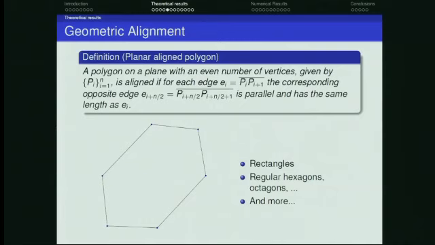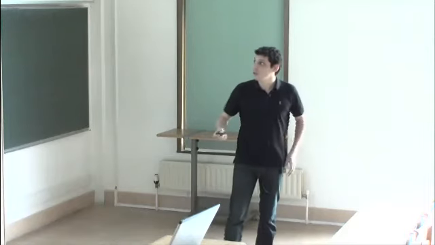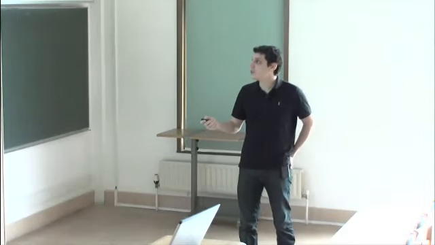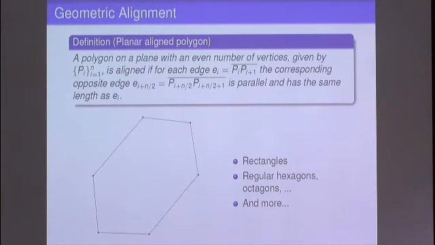The concept is only defined for polygons with an even number of edges, because of the problem I've just shown, and we define it as being a cell which has edges two by two parallel and of the same size. So they need not be regular, but they need to have a parallelism relation. This works for rectangles, regular hexagons, octagons, and we'll see that there are some weird things that can happen here. So this is our main tool.